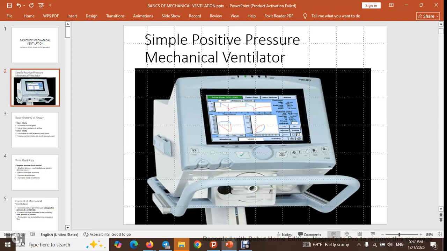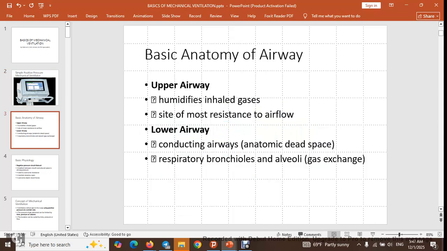For today, we will see the basics of mechanical ventilation. As you know, spontaneous breathing, the breathing system that we have, is negative pressure ventilation, and the opposite is true when a patient is on a mechanical ventilator. They will be put on positive pressure ventilation.